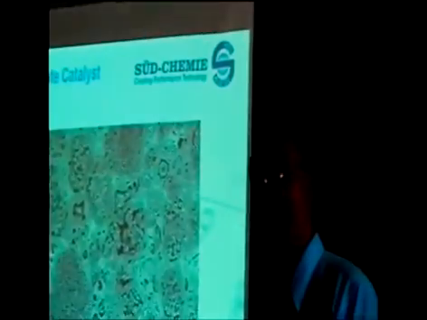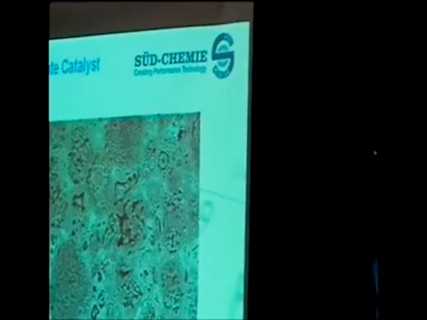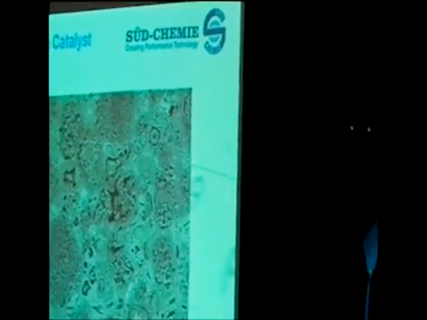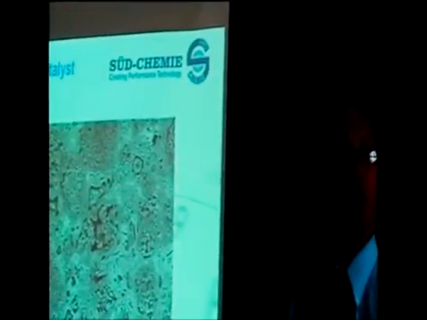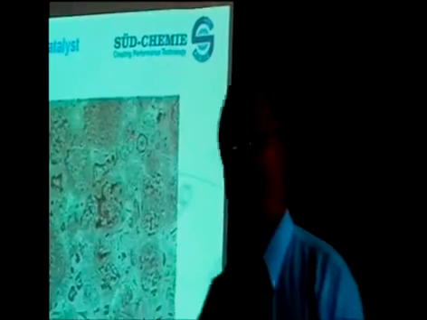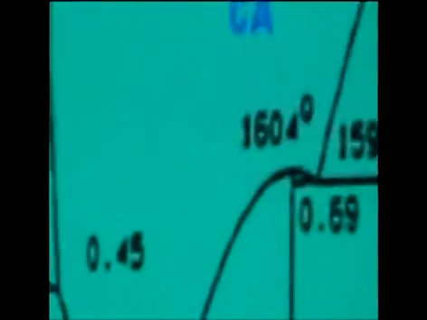Actually, during this work, we came up with a method to synthesize the single phase at a relatively low temperature, so that you can retain desirable surface area and pore volume. Just to give you some background knowledge about this calcium aluminate system.